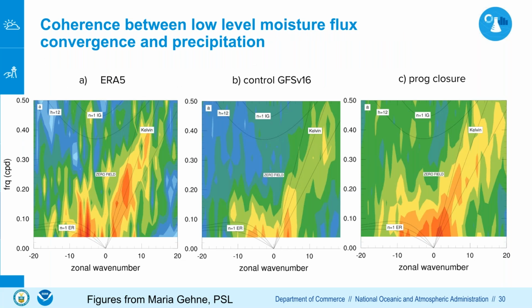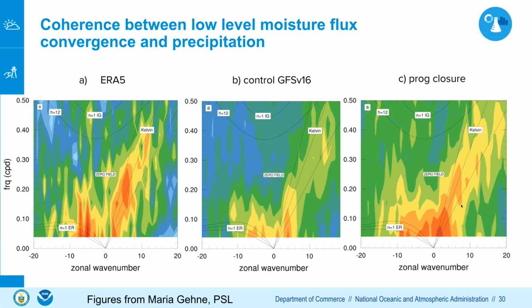So here, Maria again plotted this coherence spectra between low-level moisture convergence and precipitation. And you can see, this is now the GFS version 16, and this is ERA5, and this is the prognostic closure. You can see that the coherence between the moisture flux convergence and precip is enhanced along the tropical wave modes using this new closure.